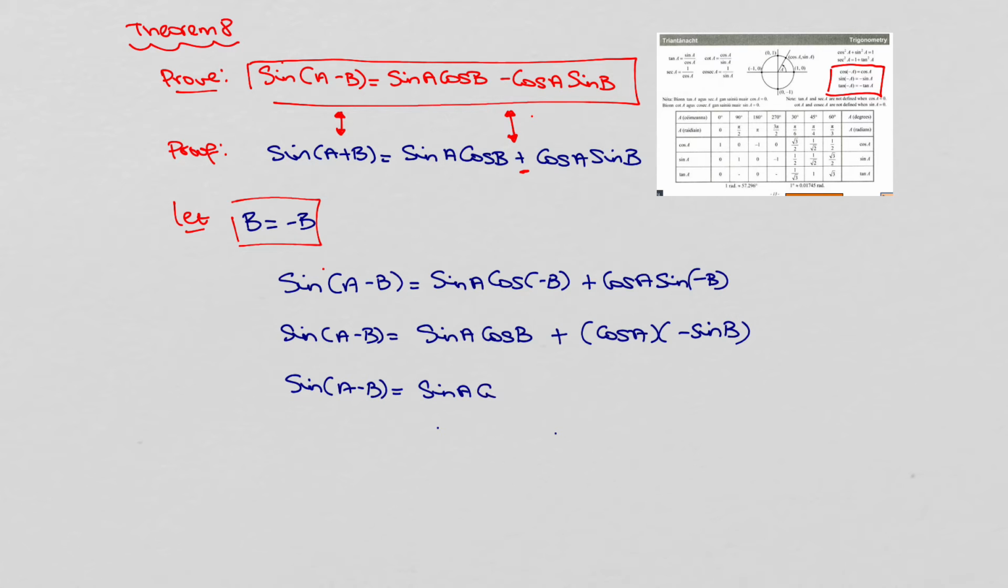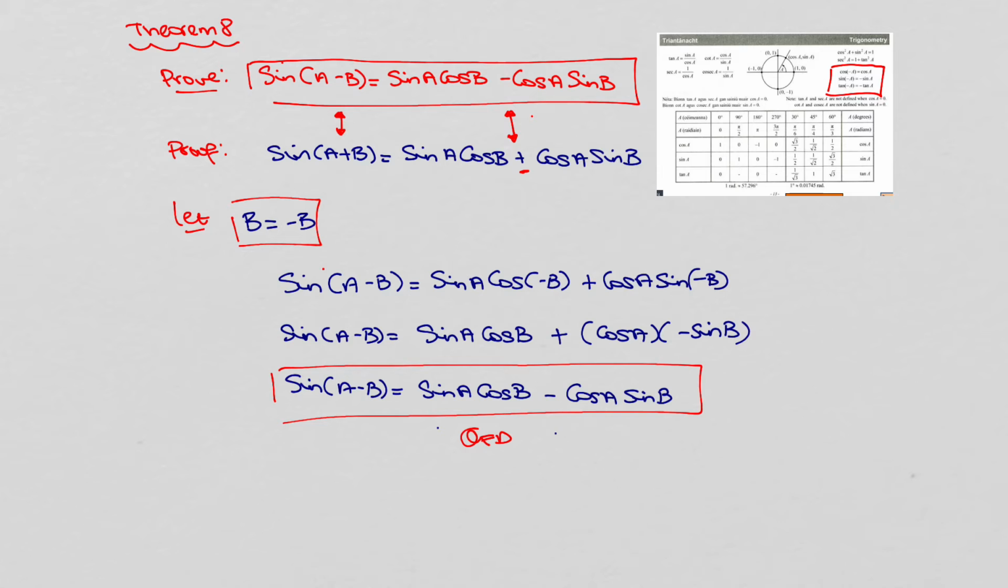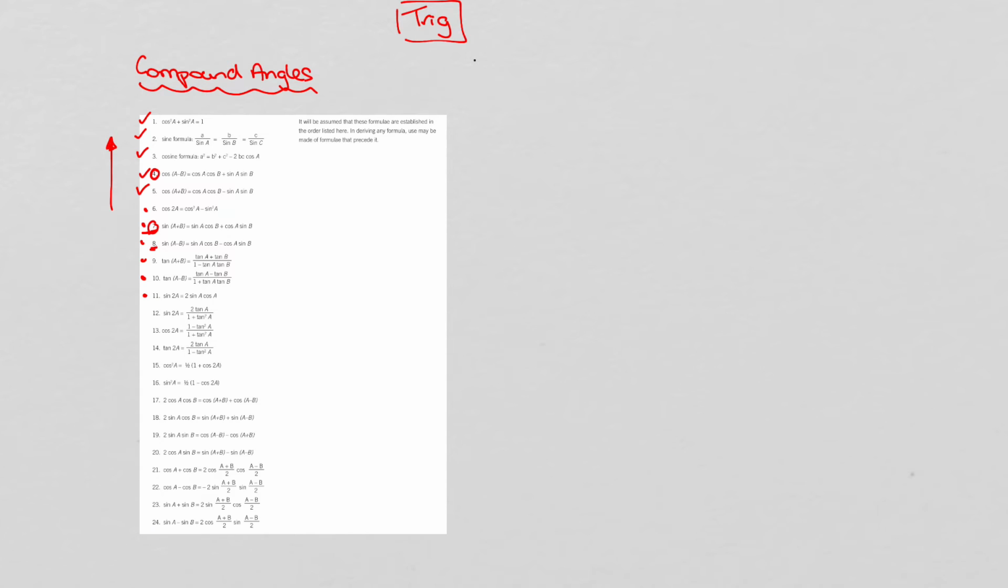Sine A cos B, and cos A times minus sine B is minus cos A sine B. Okay, so QED. Another one done. So again, really short theorems today. So if I go back to my list again, let me just delete all these. So we have done 1, we've done 2, 3, 4, 5, we've just done 7 and 8.